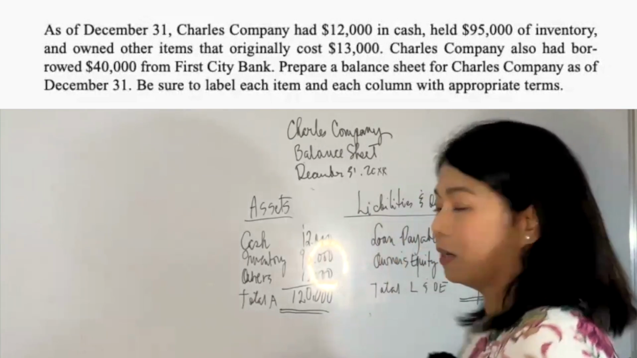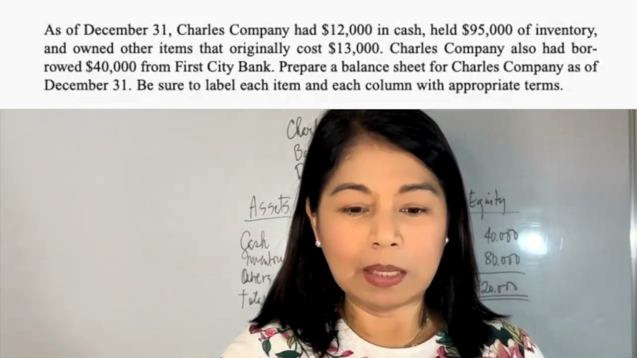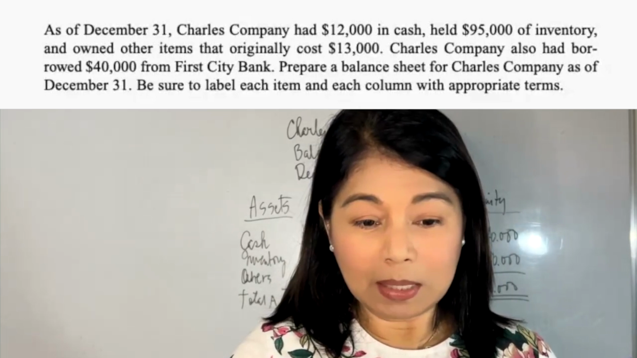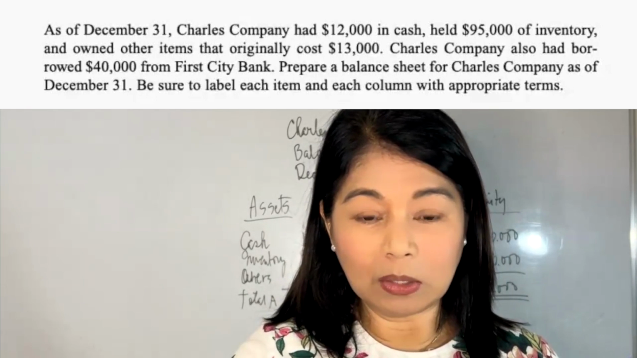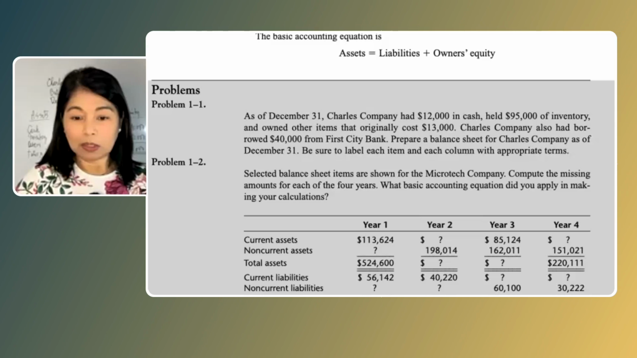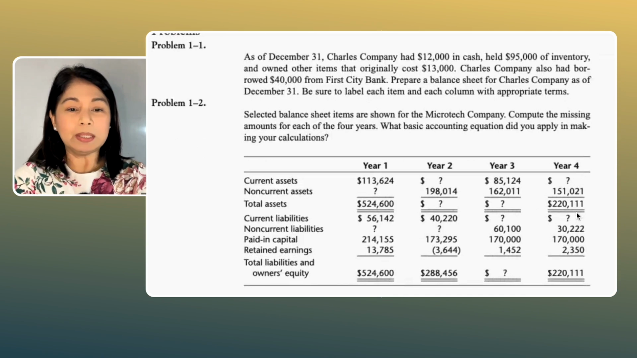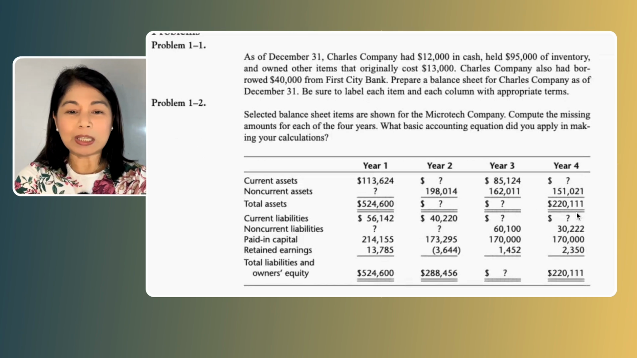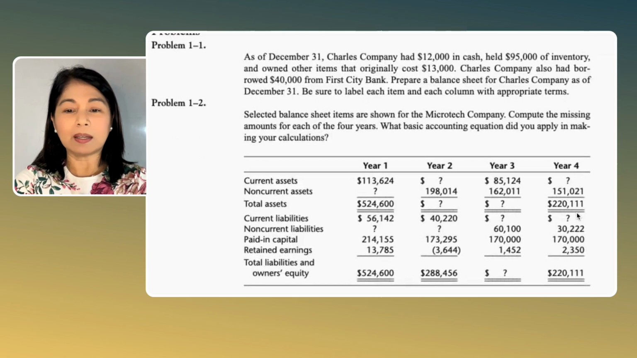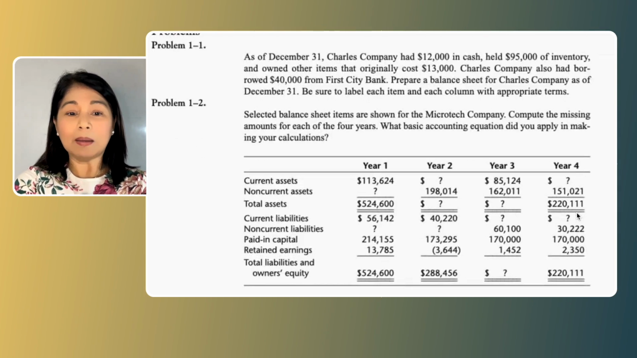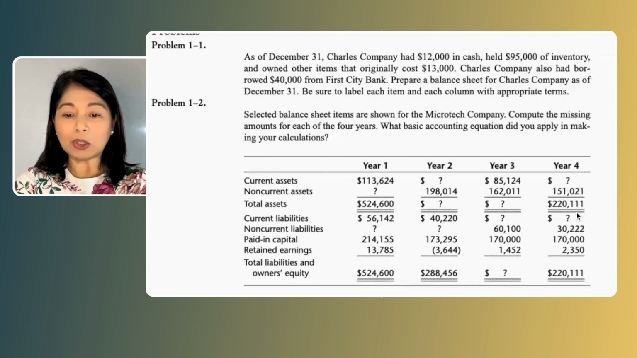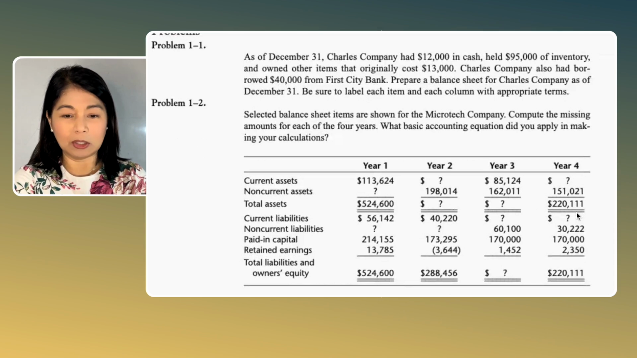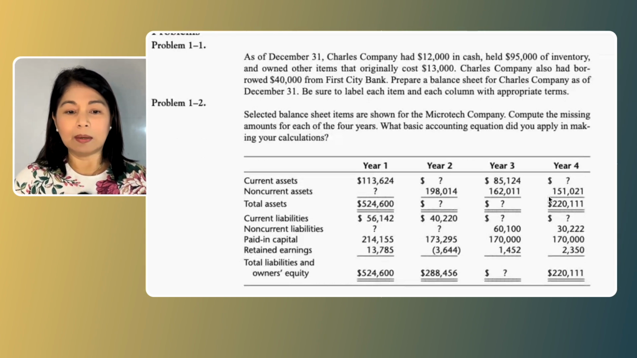So now let's, you can look into your assignments. We will do the assignment. You can see if you have it correct. I will share it first. Okay, so I will read it aloud. Selected balance sheet items are shown for the Microtech company. Compute the missing amounts for each of the 4 years. What basic accounting equation did you apply in making your calculations? So you will see here.